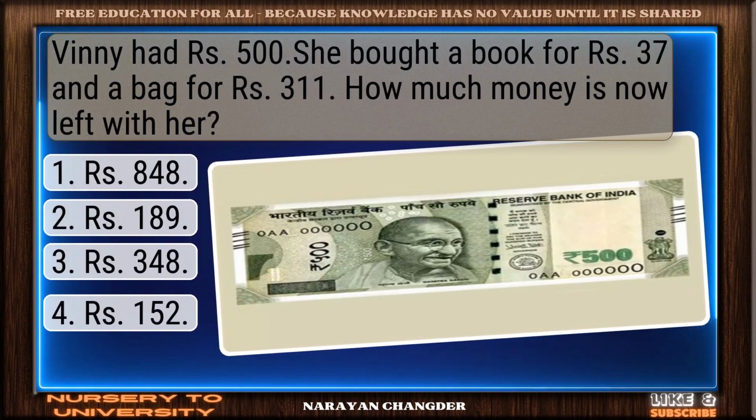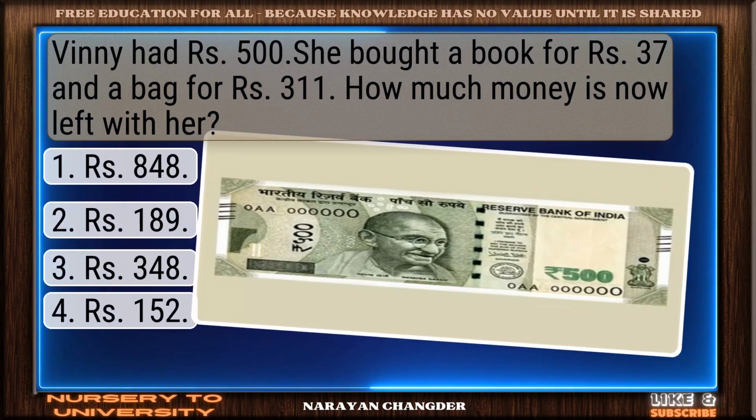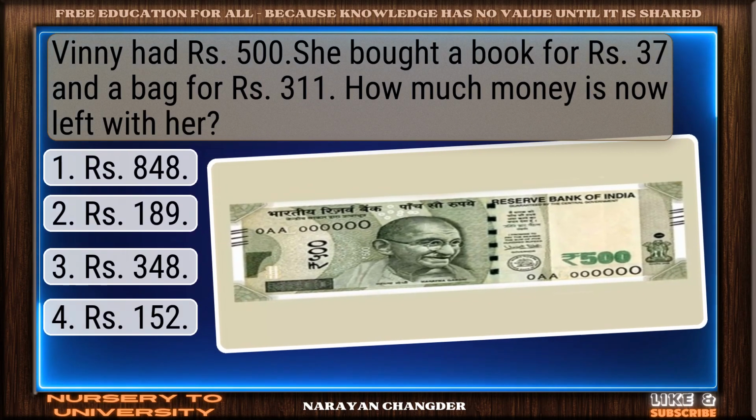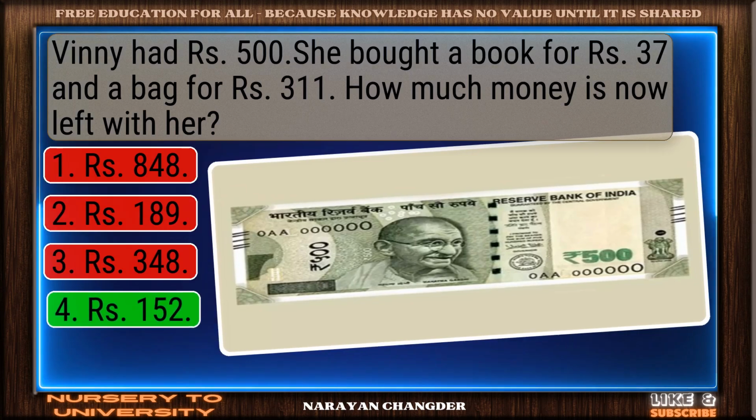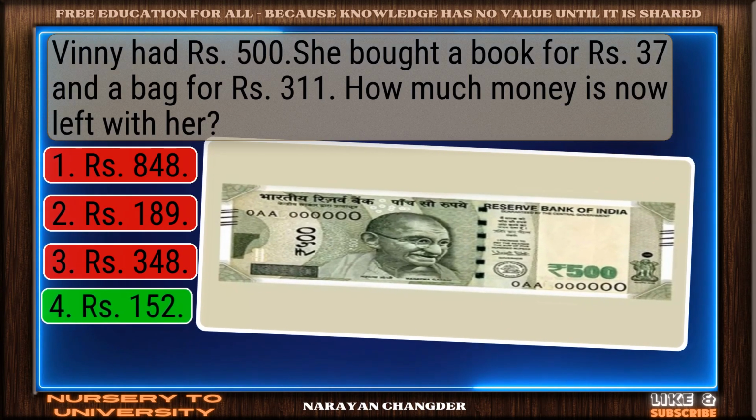Vinny had Rs 500. She bought a book for Rs 37 and a bag for Rs 311. How much money is now left with her? Smart move. Rs 152 is an accurate answer.